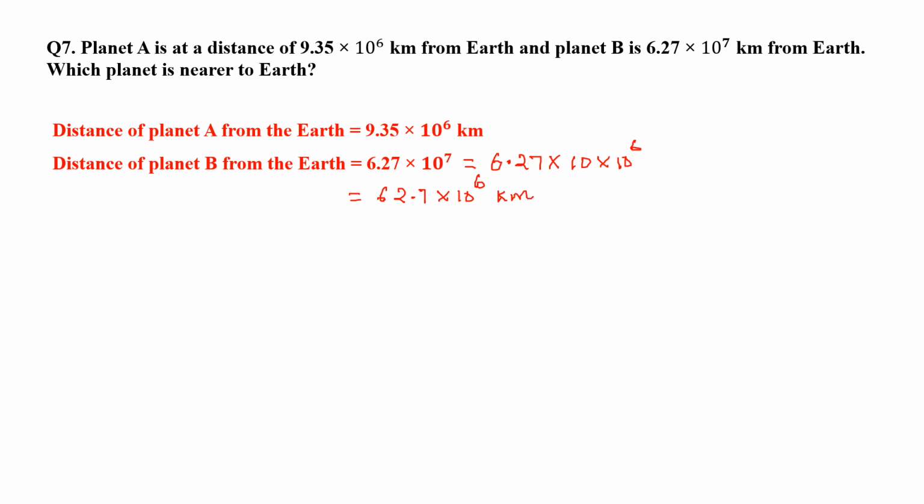Now if you see planet A and planet B distance, I have converted them to the same power of 10, right? So now I have to just compare the decimal values. If you see 9.35 and 62.7, obviously 9.35 is smaller. So from here I can write 9.35 into 10 to the power 6 is smaller than 62.7 into 10 to the power 6. Whichever distance is less, that planet will be nearer to the Earth. So from here I can conclude that planet A is nearer to the Earth.